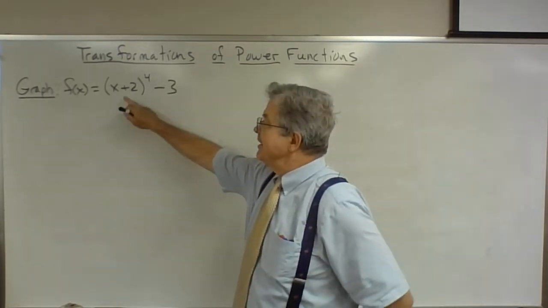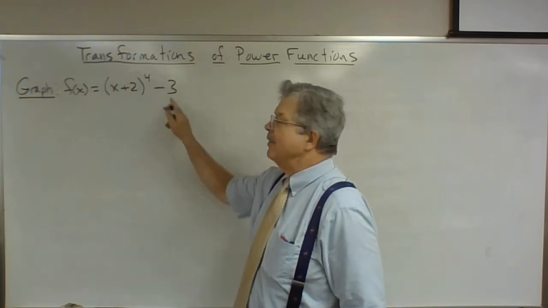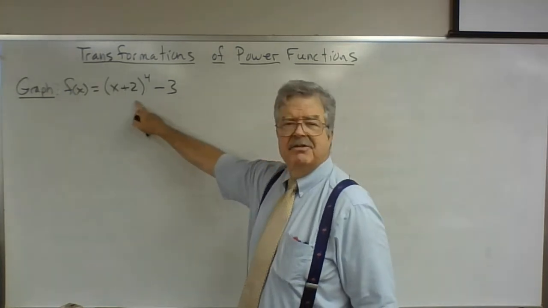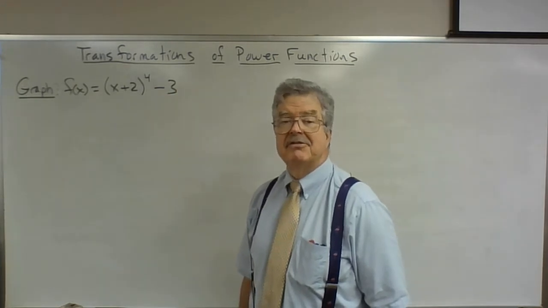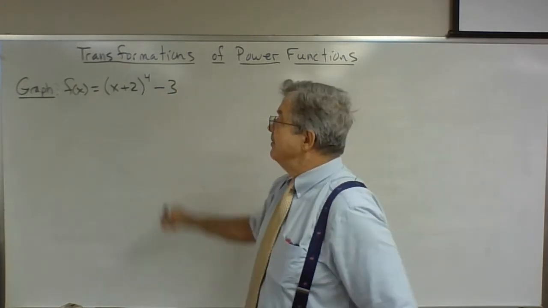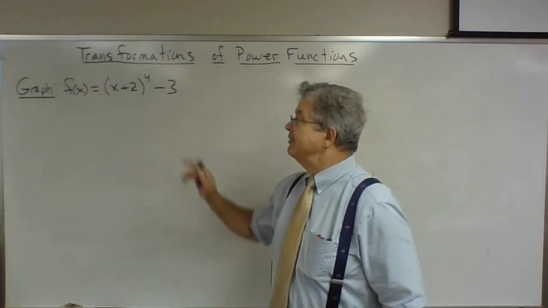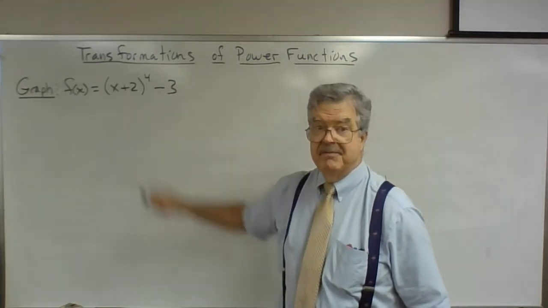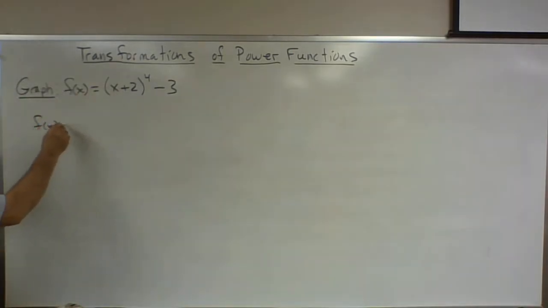This one asks us to graph f of x equals (x plus 2) to the fourth minus 3. And this function is just a set of transformations on the power function f of x equals x to the fourth. So if I'm graphing this, the first thing that I'm going to do is graph the power function that this is a transformation of. And that's going to be f of x equals x to the fourth.